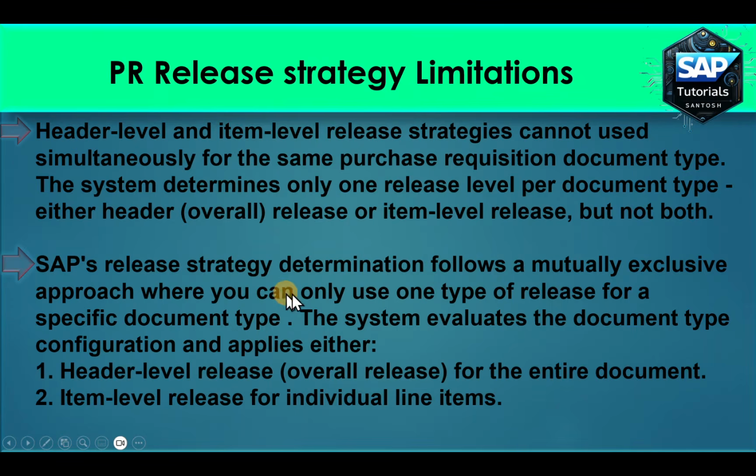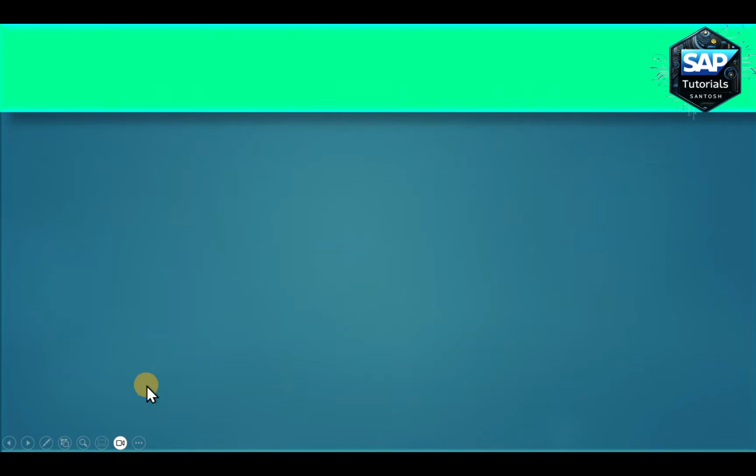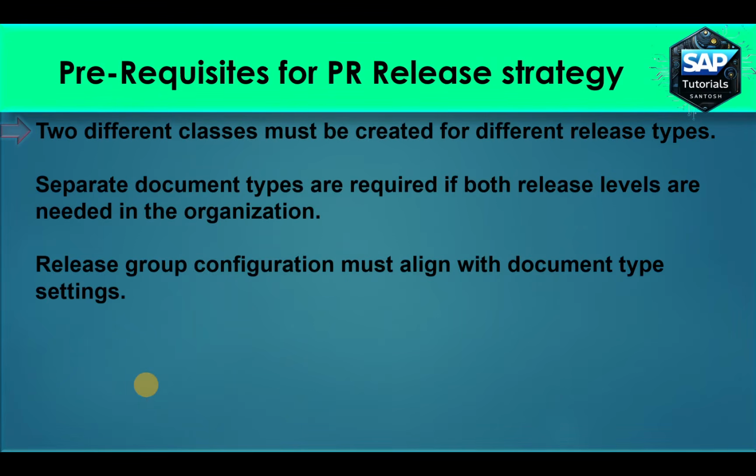SAP release strategy determination follows a mutually exclusive approach where you can only use one type of release strategy for a specific document type, and the system evaluates the document type configuration and applies either header or item. Okay, that's the limitation. Then what is the prerequisite for PR release strategy?